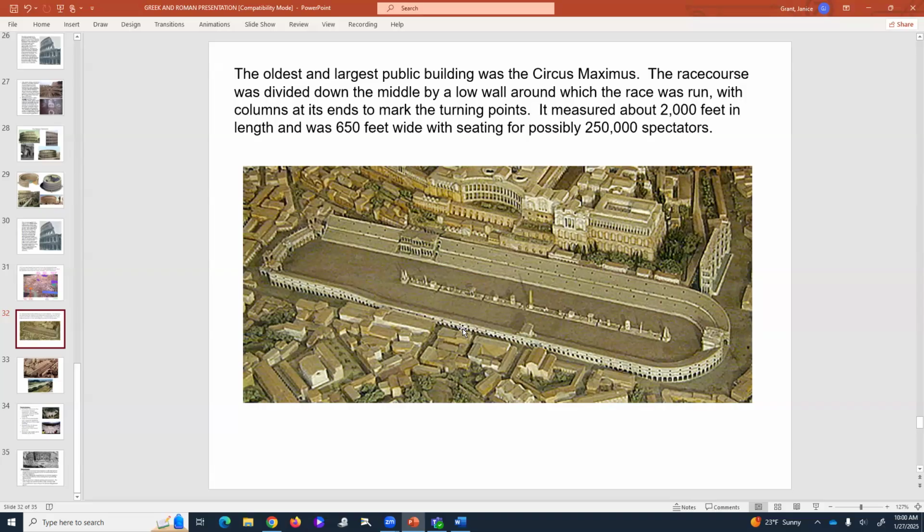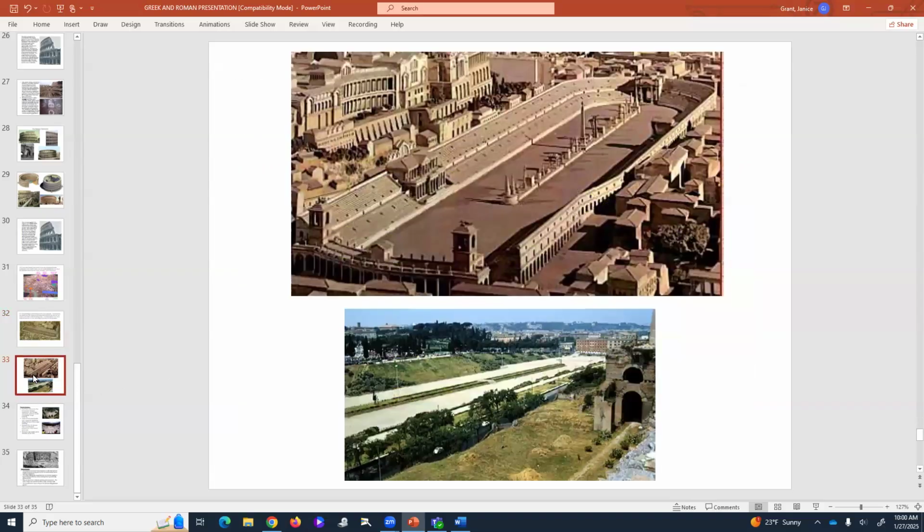Mostly for chariot races here. Big event, 250,000 spectators. And so here's how it did look. It's kind of a nice big, important event. But this is how it looks now. Not that much is left, but from paintings and sculptures and things, you can kind of figure out how it did look.